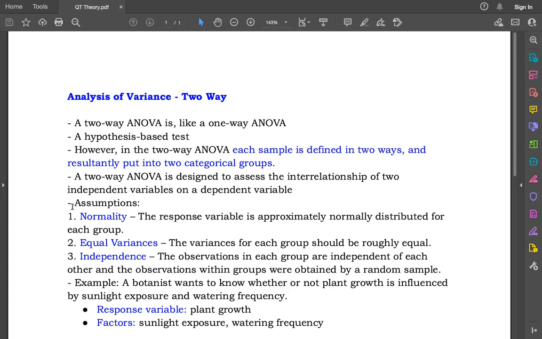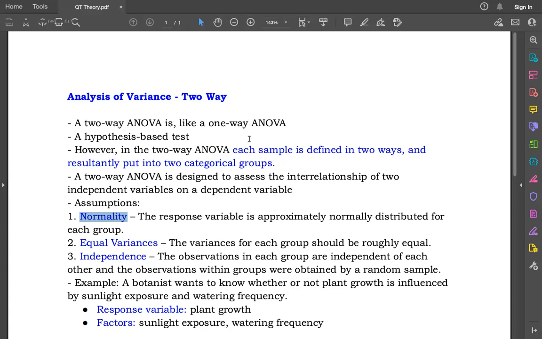Now, last time in the exam, she had asked us the assumptions for one-way ANOVA. So these are the assumptions for the two-way ANOVA testing. The first one is that the response variable is approximately normally distributed for each group. The second one is equal variances: the variances for each group should be roughly equal. Basically it means that the variances of sunlight and watering frequency are almost equal. And the third one is independence. That means the observations in each group are independent of each other, and they were obtained by random sampling. So sunlight and watering frequency have nothing to do with each other. That is why they're called independent variables.